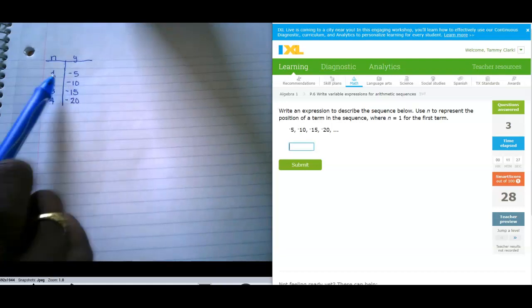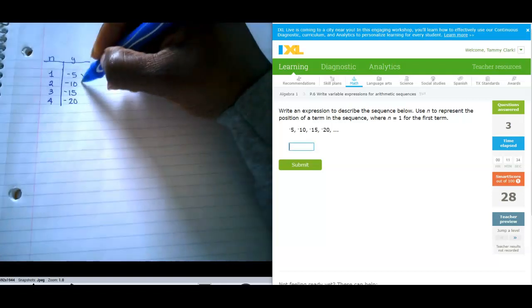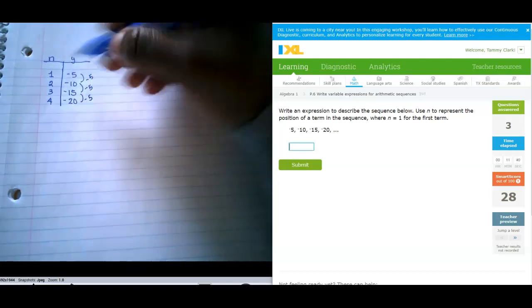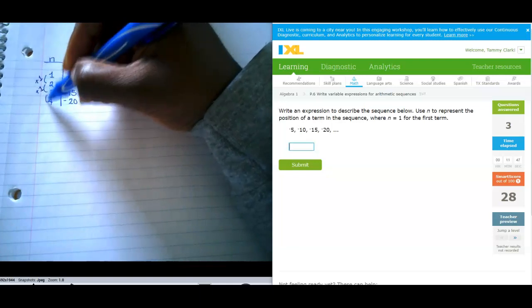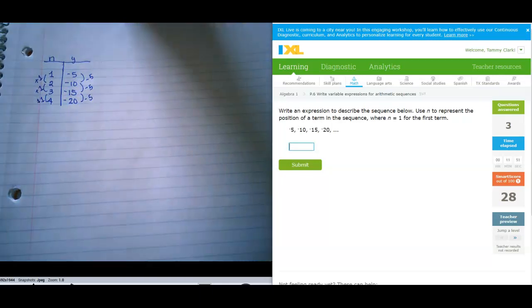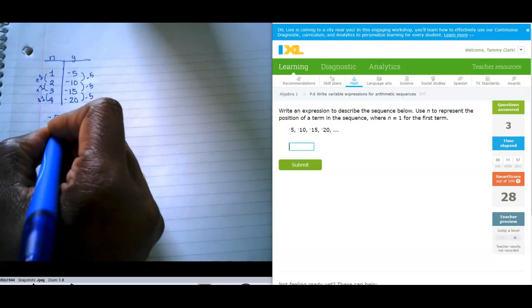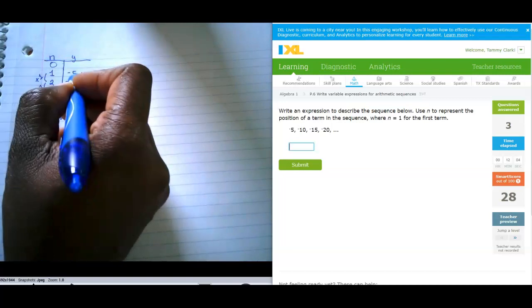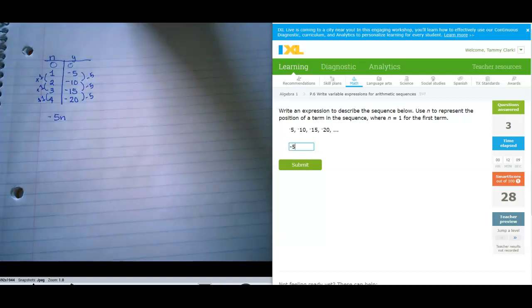Okay. All right. On this one, we have our outcome is -5, -10, -15, -20. So let's think about that. We're actually subtracting 5 each time. And the change in our input is by 1. So we've got -5n. And if I were to back up to 0, well, what would this be before I subtracted 5? It would have been 0. So my answer would be -5n.